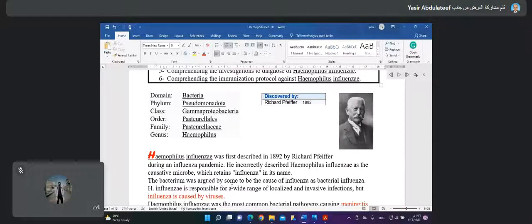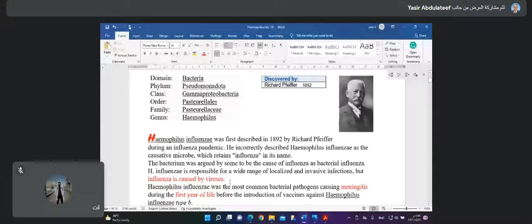Why? Because it requires the heme, which is actually produced by the pneumococcus or the staphylococcus too. And influenza actually also requires the heme in order to activate its surface antigen, hemagglutinin. So it was actually incorrectly named influenza, but since the name went on, the bacteria continued to be called Haemophilus influenzae because of its requirement for heme, and it was discovered in the influenza pandemic.